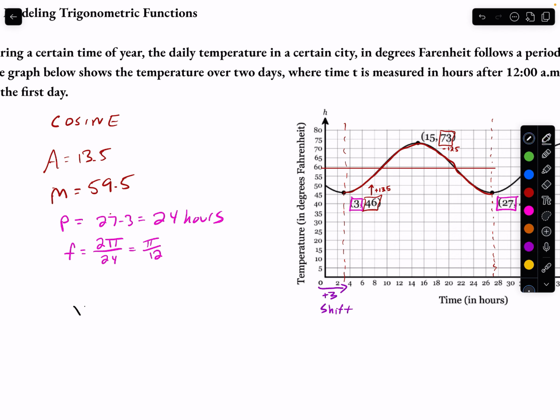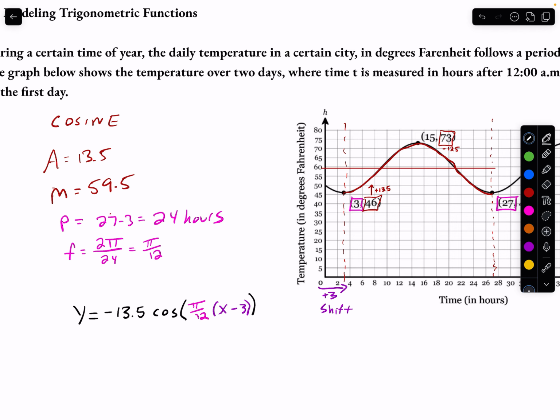Right? So I'm going to write y equals, the amplitude is 13.5, and I'm starting at the bottom, so I know I'm going to do negative 13.5. What type of curve do I have? I have a cosine curve. And now I'm going to open up a parentheses, and I've got the frequency, which is pi over 12. And this is where the shift comes into play. Instead of just writing x, I'm going to write x minus 3. And what that does is it shifts the graph 3 hours to the right.